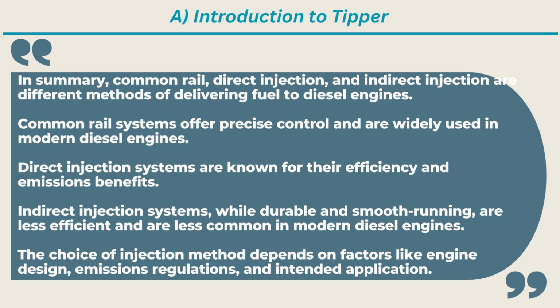In summary, common rail, direct injection, and indirect injection are different methods of delivering fuel to diesel engines. Common rail systems offer precise control and are widely used in modern diesel engines. Direct injection systems are known for their efficiency and emissions benefits. Indirect injection systems, while durable and smooth running, are less efficient and are less common in modern diesel engines. The choice of injection method depends on factors like engine design, emissions regulations, and intended application.